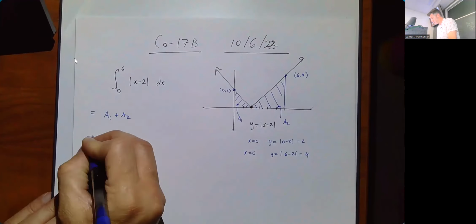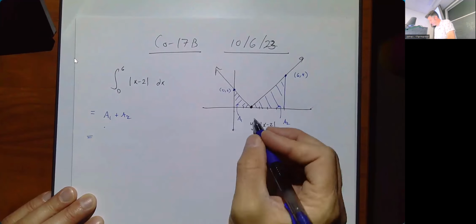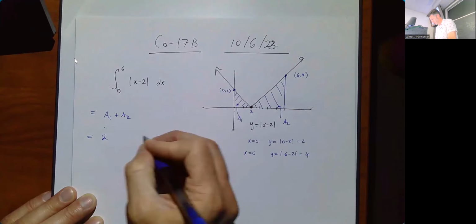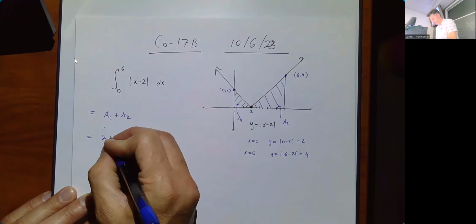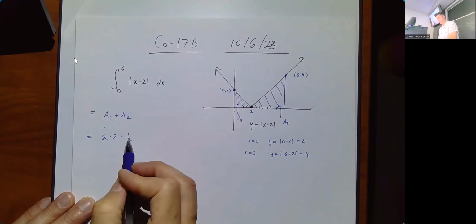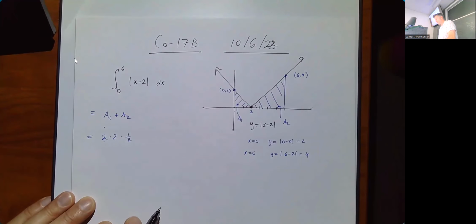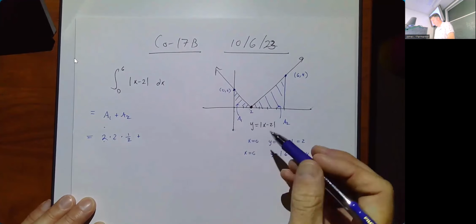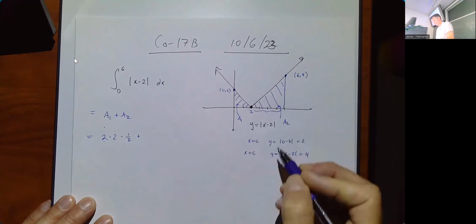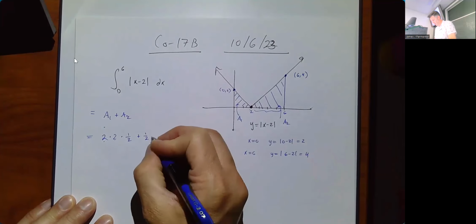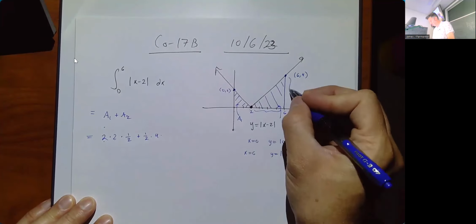So for that first triangle, the base, well, that's at 2 right there. So the base is a length of 2. The height is also a length of 2, and I have to multiply by 1/2. So 1/2 my base times my height. For the second triangle, a similar thing happens. The base is 4. I'll put the 1/2 in front this time. And the height also happens to be 4.